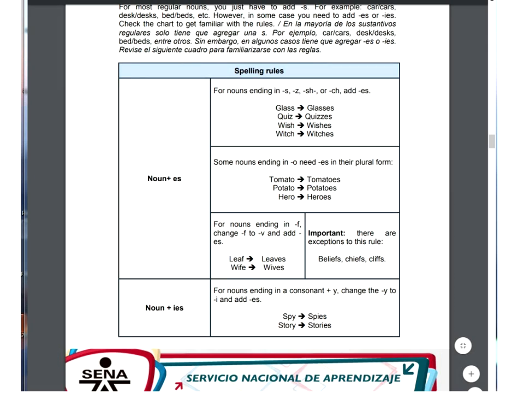There you go. So we have glass, glasses, quiz, wishes, witches, or tomatoes, potatoes, heroes. So we have words ending in F or O, with two different pronunciations. Sometimes words finish in F and we change it into VES, like leaf, leaves, or wife, wives. There are some exceptions, like cheese and clips.